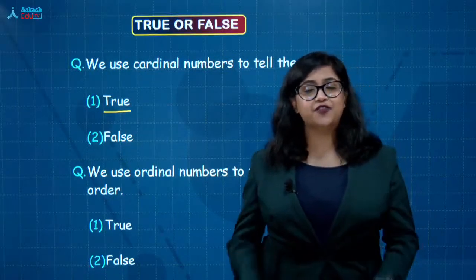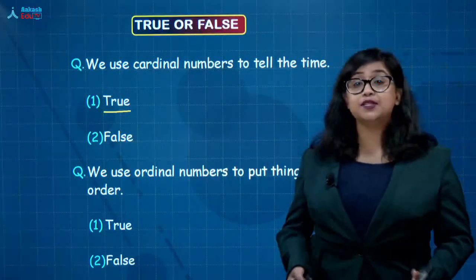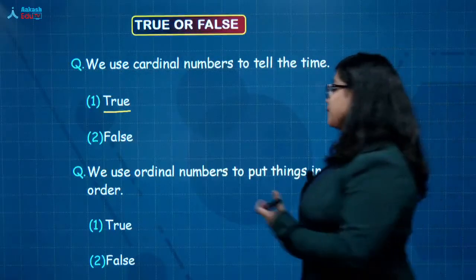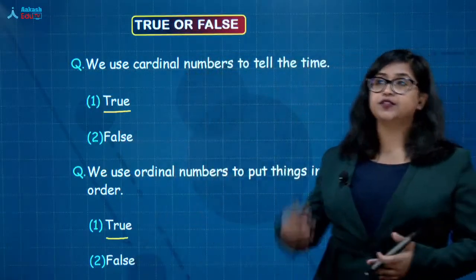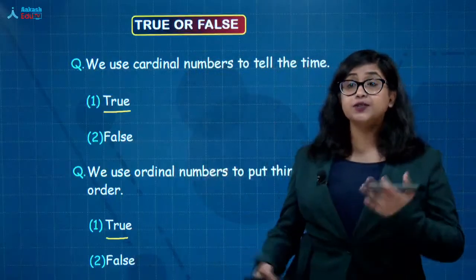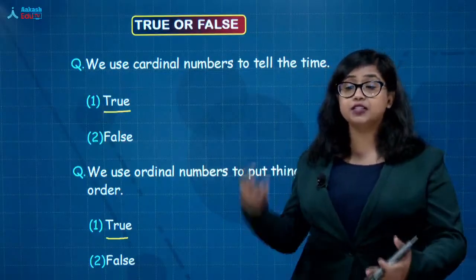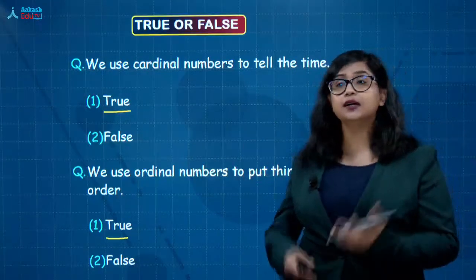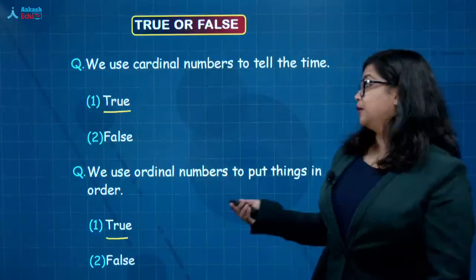Excellent job guys, very well done. Yes, this statement is absolutely true, right? We do use ordinal numbers, that is first, second, third, to put things in order. First do this, then do that, second do this, right? Or if you look at the rankings in your class, he stood first, she stood second, she stood third, that is how we do it, right? So to put things in order, we do use ordinal numbers.